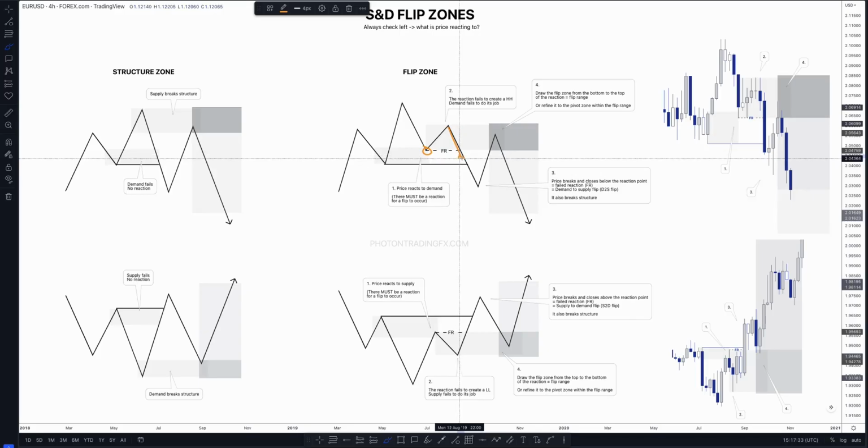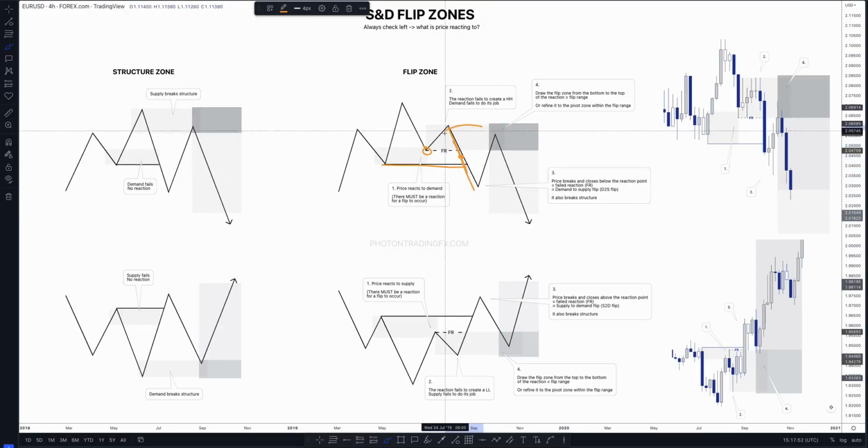But at this moment, if price is here, I know there's supply here, a demand to supply flip, but I'm not going to set my order on here. Why am I not going to do that? I need to wait for demand to truly fail, not just the reaction, but the zone itself. And I want to see structure shift. Okay, I need to see that structure shift.